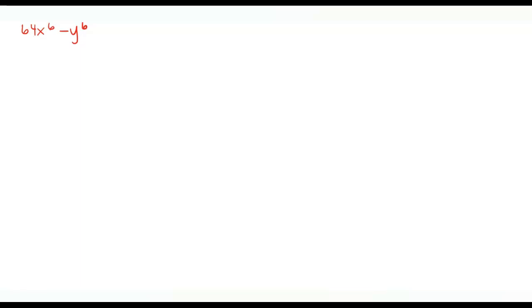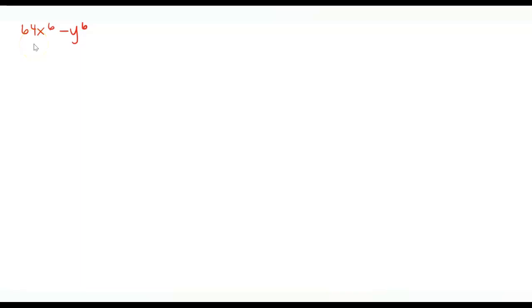Or you might look at this and say, oh, this is a difference of cubes. I can see I have a perfect cube of 64x to the 6th, which is 4x squared, and a perfect cube of y to the 6th, which is y squared, and you would also be right. So we're actually going to look at factoring this both of those ways. Okay? So first, let's do the difference of squares.